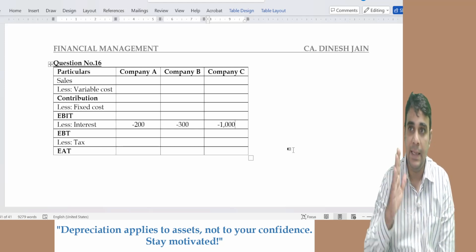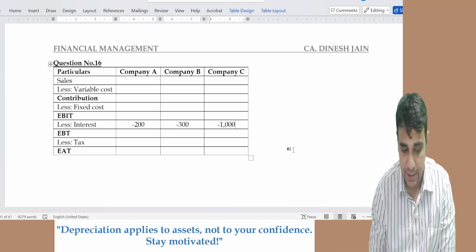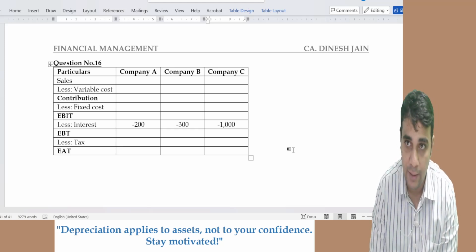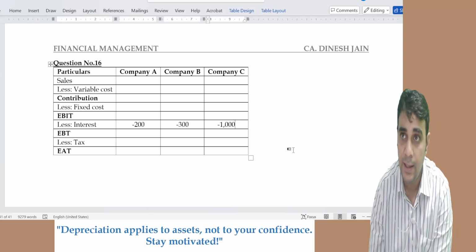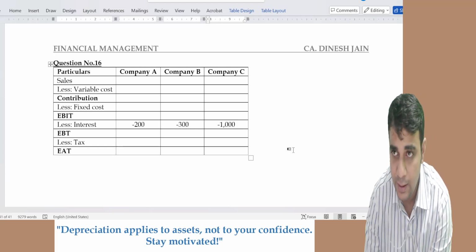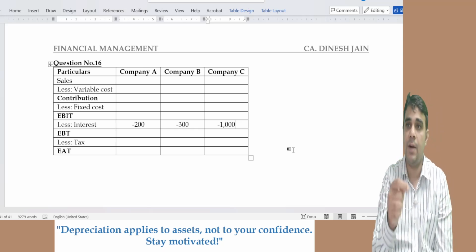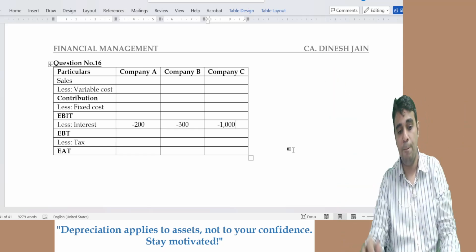EBIT divided by EBT. That's all. Nothing, no preference dividend. EBIT divided by EBT. I don't have EBIT. I don't have EBT, but I have the item in between. See, EBIT divided by EBT. That's all. So you are going to take EBIT as X. EBT will be X minus 200. Let's do computation of EBIT.